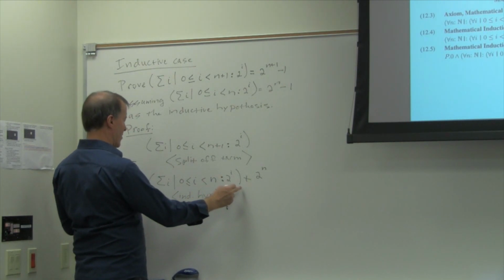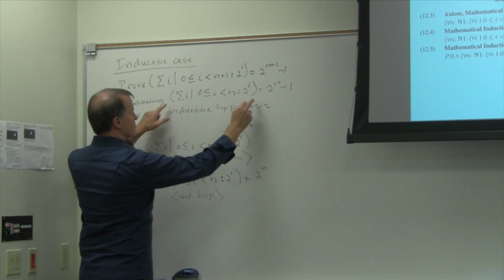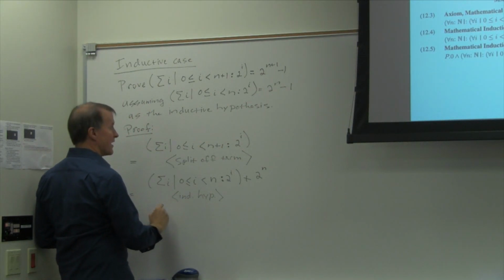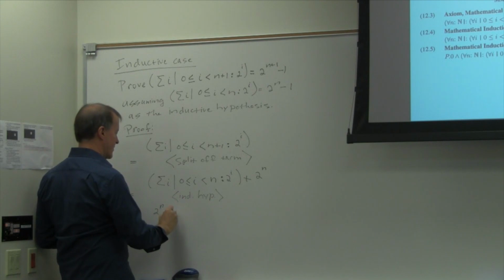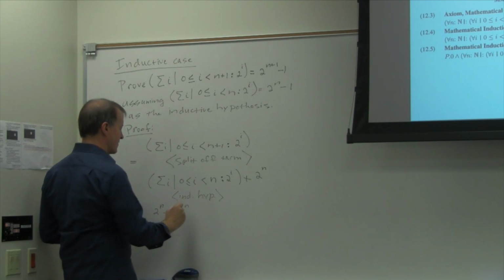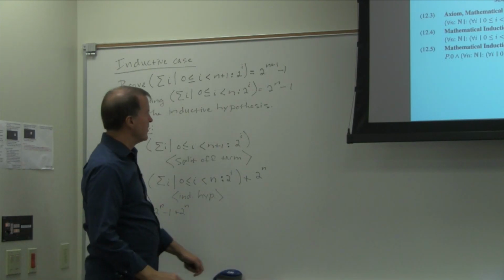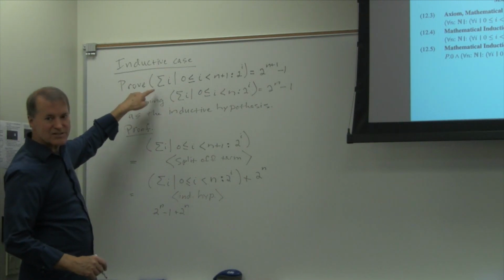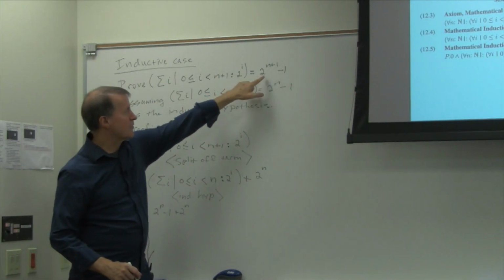Because now we know by the inductive hypothesis that this equals what? 2 to the n minus 1. So we have 2 to the n minus 1 plus 2 to the n. Now, what are we trying to prove? See, the nice thing about writing this down is you can see what you're trying to get to here. We're trying to get it to this.